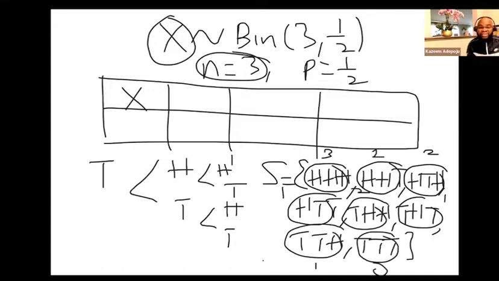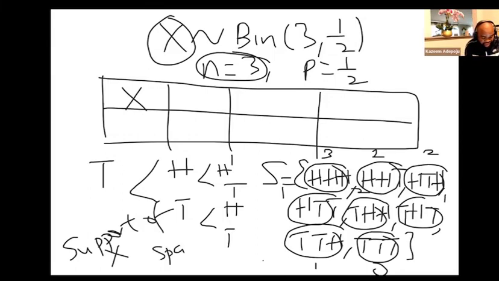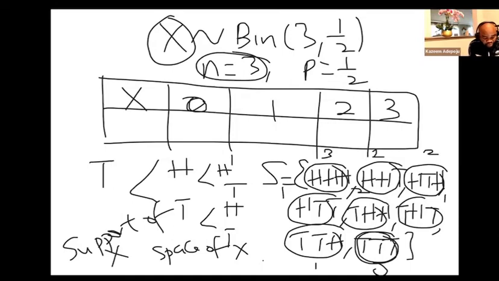Now, when you want to look at the support of random variable X, when I say support of X in this situation, I'm referring to the possible values X can take, which is also called the space of X. The possible values X can take now are 0, 1, 2, and 3. Now, what is the probability of 0? The probability of 0 is having 3 tails. That is going to be 1 over 8.